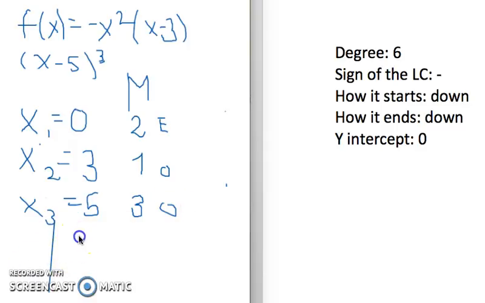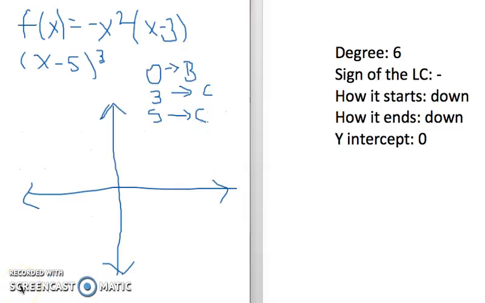So if the number is even, in the graph it bounces, and if it's odd, it crosses. So this one bounces, crosses, and crosses. So here we have our 3 x's, and whether they bounce or cross.